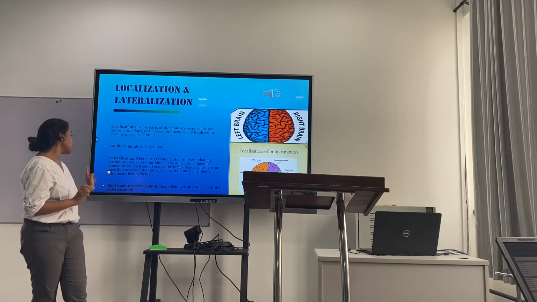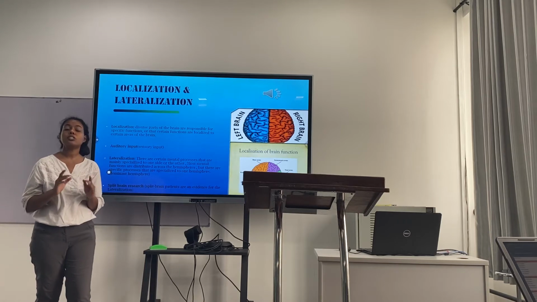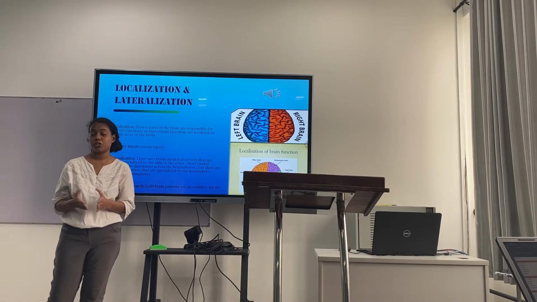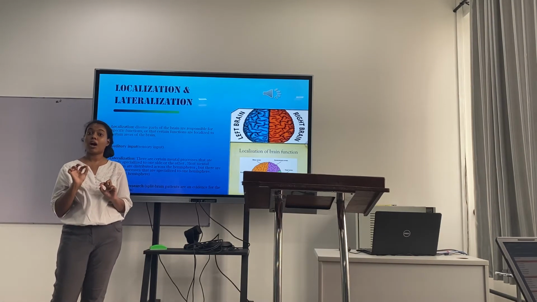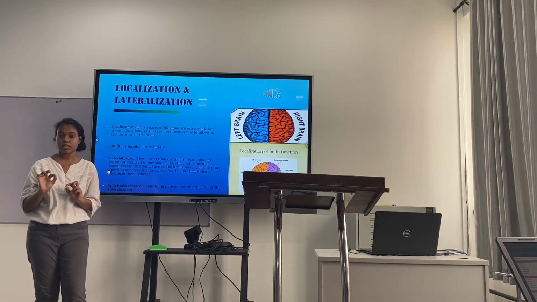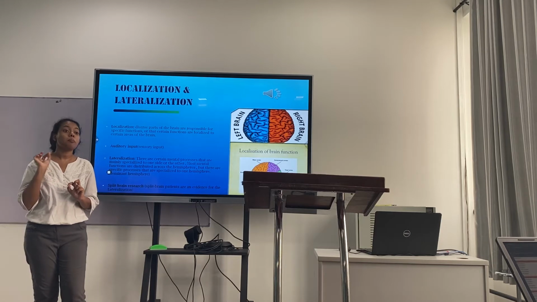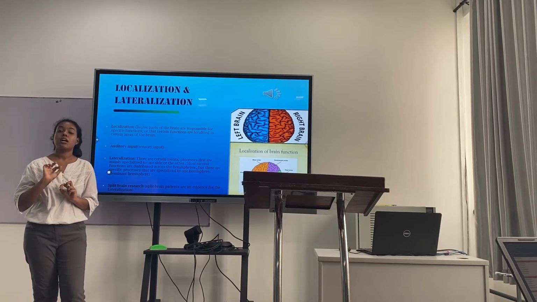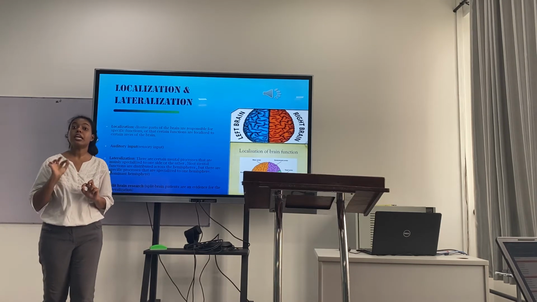Moving on to the split brain research. Let's talk about who the split brain patients are. They are individuals who have undergone a surgical procedure where the corpus callosum is cut. This procedure, which separates the two hemispheres, was used as a treatment for epilepsy.